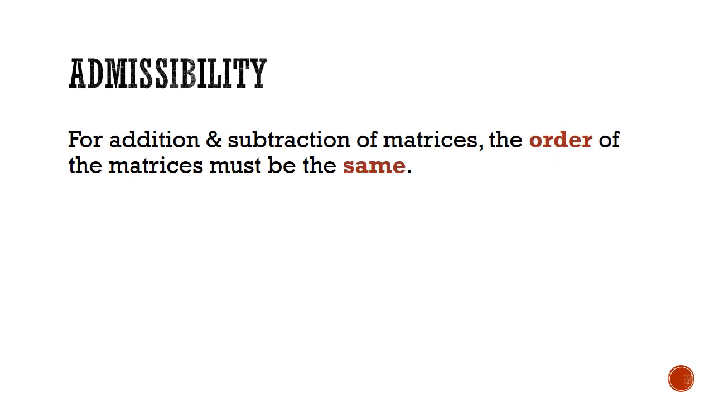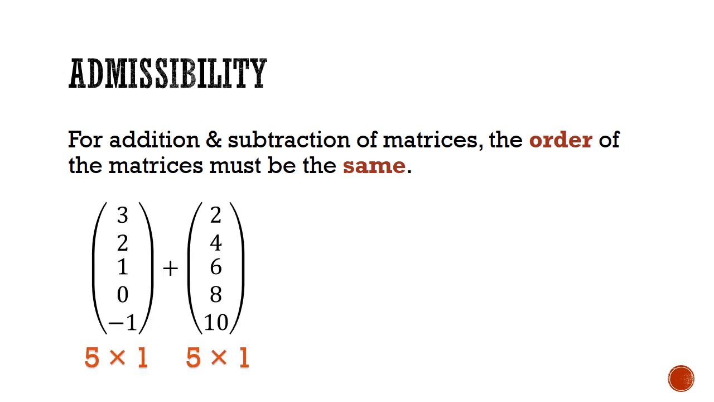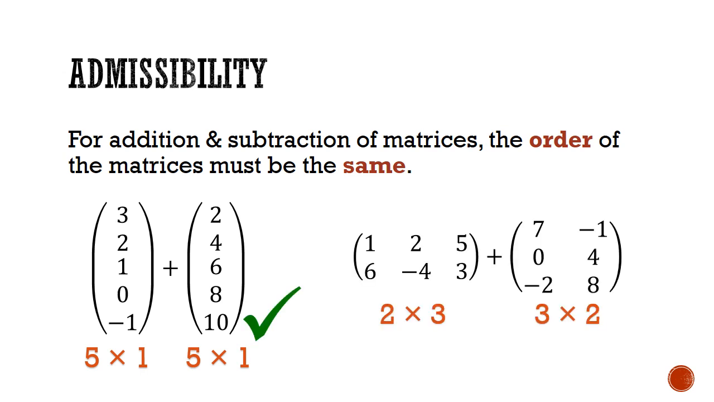Moving on, for addition and subtraction of matrices to be possible, the order of the matrices must be the same. Let's look at some examples. Let's say I want to add these two matrices together. Well, they are both 5 by 1, so that is perfectly possible. But if I want to add a 2 by 3 with a 3 by 2 matrix together, that is inadmissible, which means to say that it cannot be done. It is undefined.